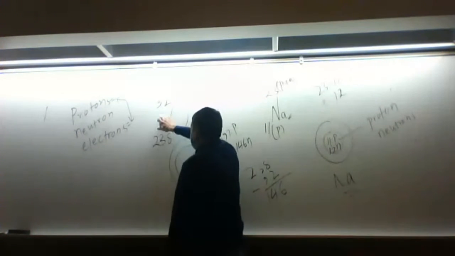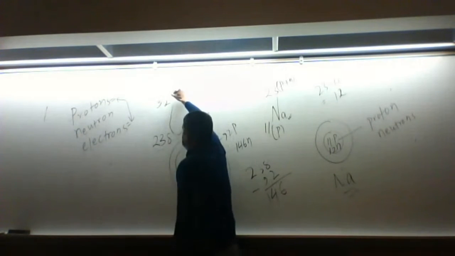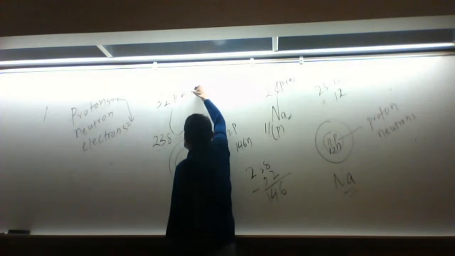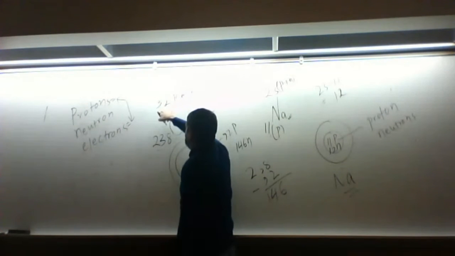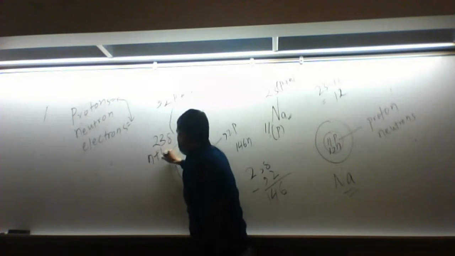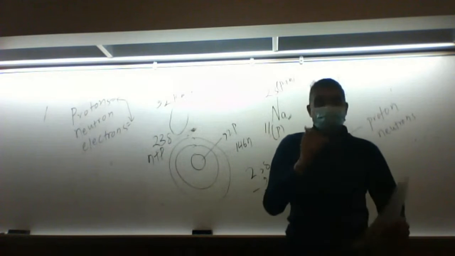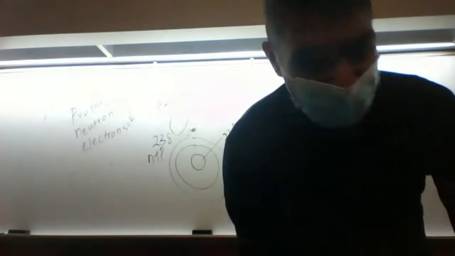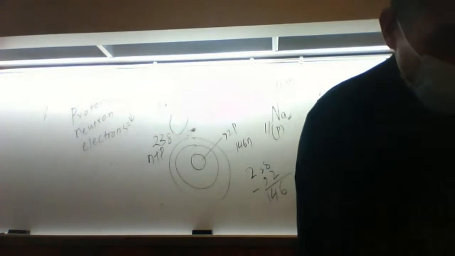So this is protons plus neutrons. This is the proton number, and this is also the electron number. So the number of protons and the number of electrons are equal. So this is 92 protons. This is neutrons plus protons. Good. All right. So we studied a very important concept.